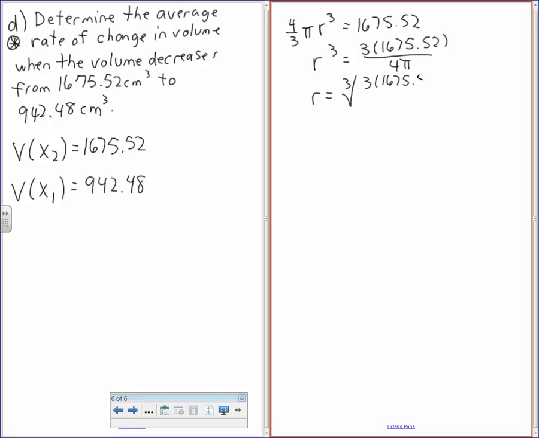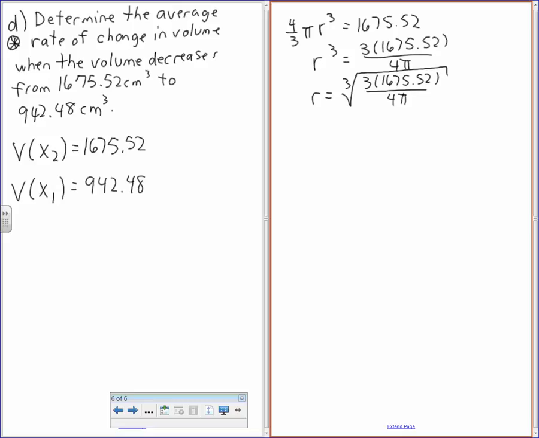This is why you guys have calculators and not me. Okay, so that's just me showing off my math skills. Alright, so I just rearranged everything. So I multiplied by 3 to get rid of the fraction, divided by 4 and divided by pi, and then I took the cube root. And when I say me, I mean Alana did that.